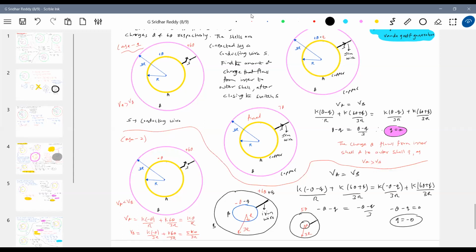So what shall I write? The charge, let me generalize, VA less than VB or VA greater than VB. I think this statement will be very generalized. The charge flows from inner shell A to outer shell B as VA greater than or VA less than VB when joined by a wire. Without joining the wire, charge cannot jump.